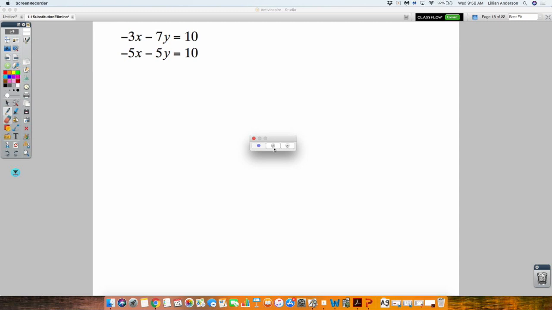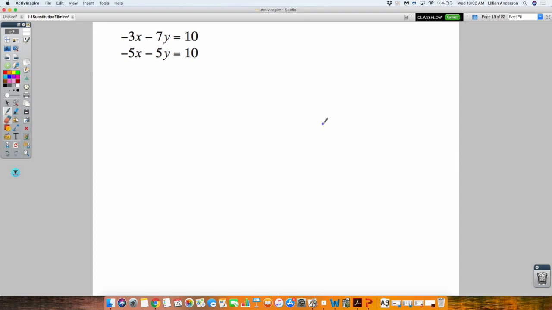So if you decide to eliminate x, what do 3 and 5 go into evenly? And then whatever that number is, you multiply by the number to get what they have in common. If you decide to eliminate your y's, what do 7 and 5 both go into? And then 7 times what number gives you that number? 5 times what number gives you that number? That's my hint. So remember, when you have to do something to both equations to eliminate, you have to think, what number do they both go into?